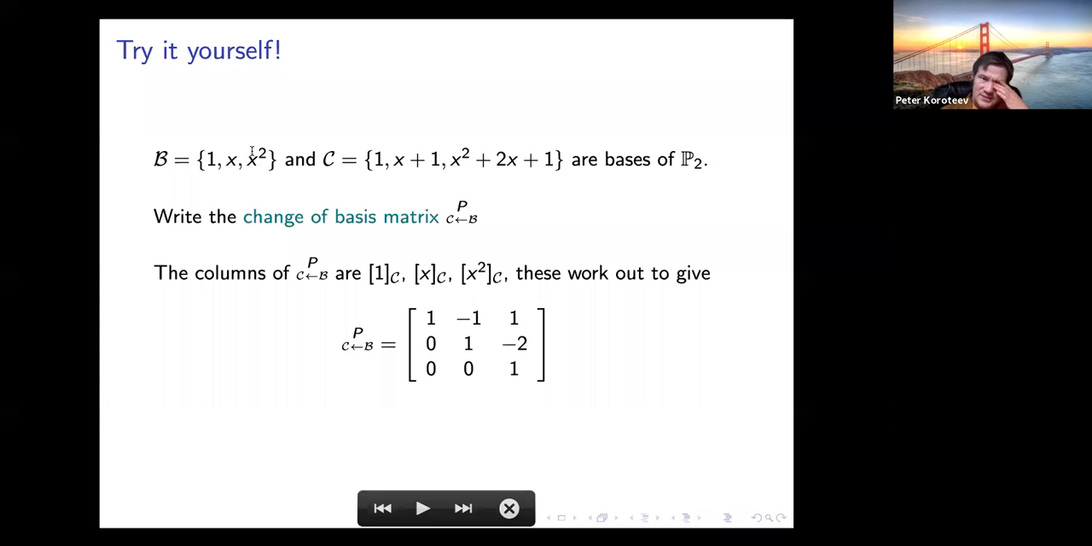And then to get x squared, you need to remove the 2x plus 1 from here, right? And then to do it, you can multiply the second vector by minus 2, and then add the first vector. So this way you'll get rid of that. So this is how this matrix looks.